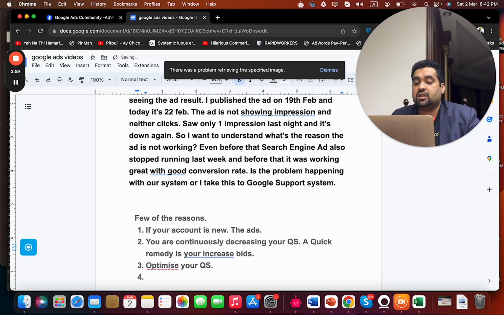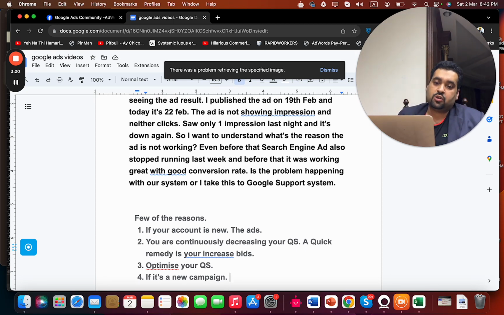So my suggestion is, what bidding strategy are you using? If you are using maximize conversions, and in case you do not have any data on it, change your bidding strategy and move to maximize clicks. If it's a new campaign, move to maximize clicks, because sometimes it's a bidding error which is why your ad is also not being shown. So my recommendation is to move to maximize clicks for now.